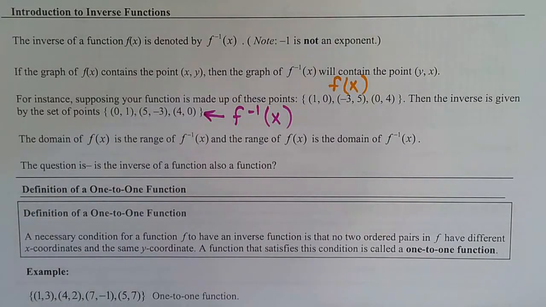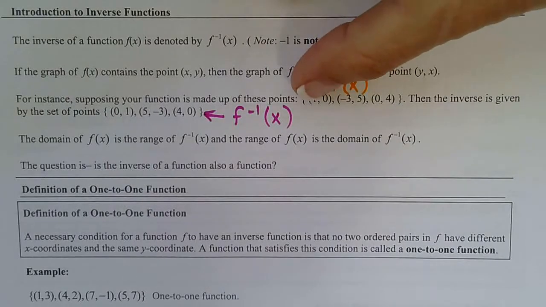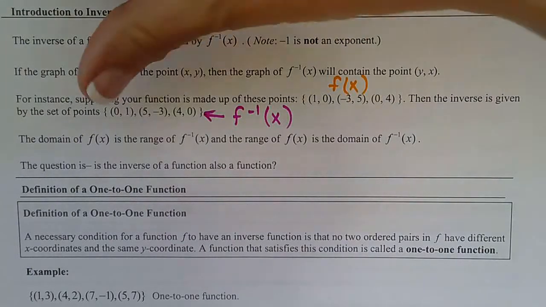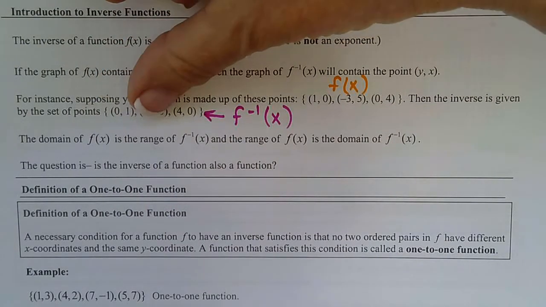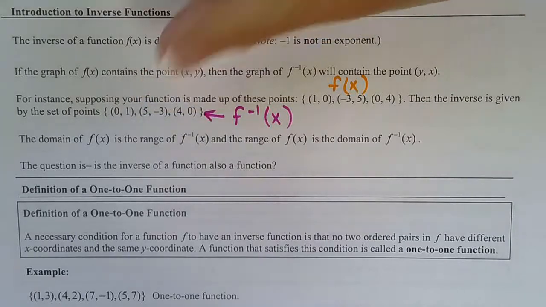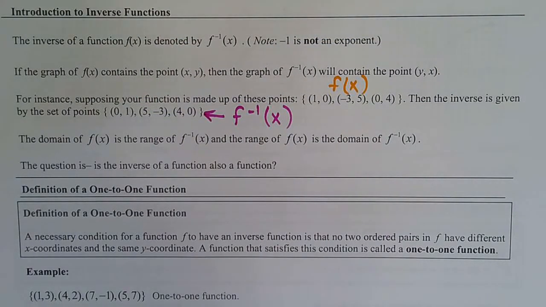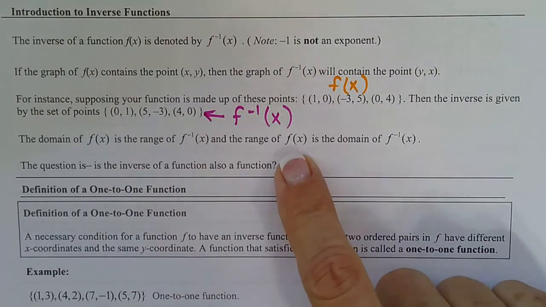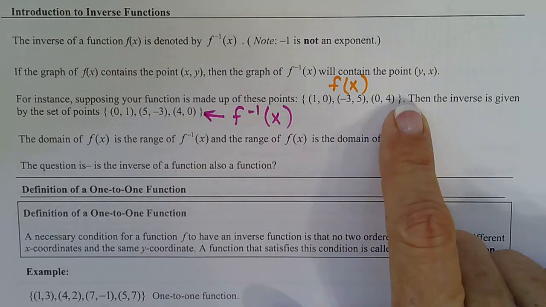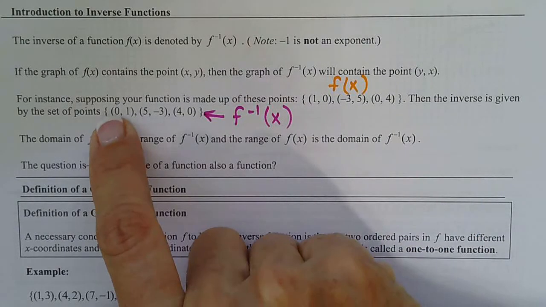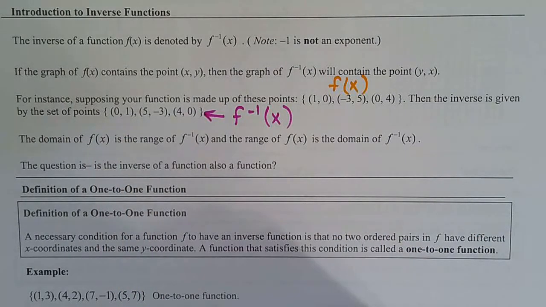So the domain of f is 1, -3, 0, but it is the range of f inverse, 1, -3, 0. So the x's of f are the y's of f inverse. That's what this is saying. And the range of f is going to be the domain of f inverse. And that's an important thing coming up. So when we switch x and y's around, of course, the domain of one is going to be the range of the other, and the range of one is going to be the domain of the other.